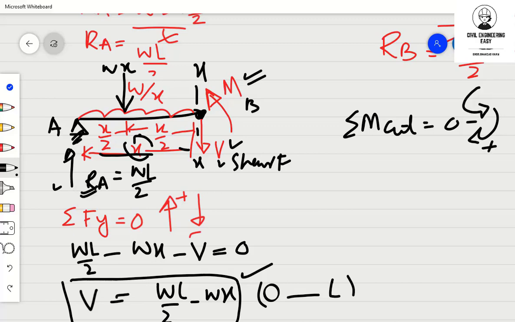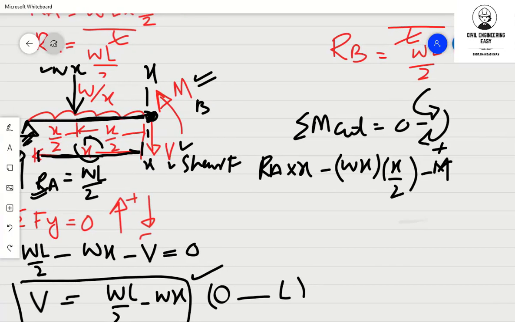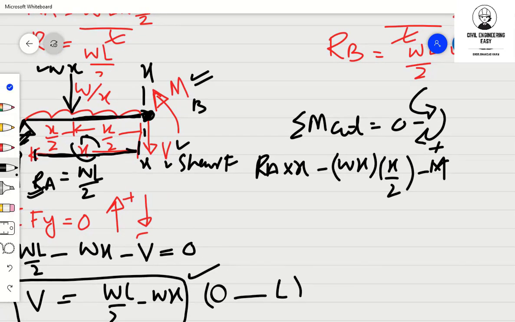This RA will produce a clockwise moment at this point, and the moment arm with this reaction A is X. So RA multiplied by X, that is clockwise, so take it as positive. Another load that is acting at the mid of the beam, that is WX, and the moment arm with this load is X by 2. It produces an anti-clockwise moment, so load is WX and moment arm is X by 2. At the free end, a moment is acting that is anti-clockwise. The algebraic summation of all these moments will be equal to 0.